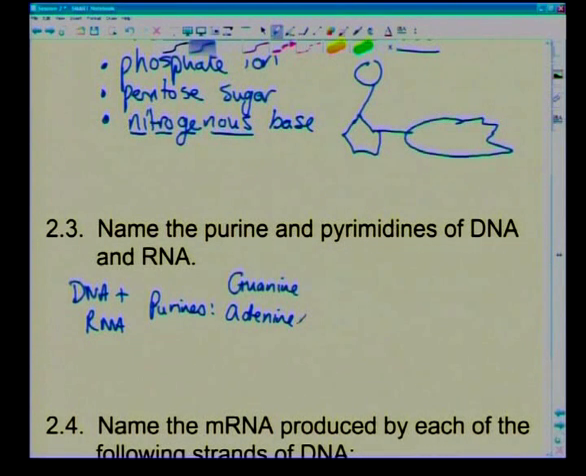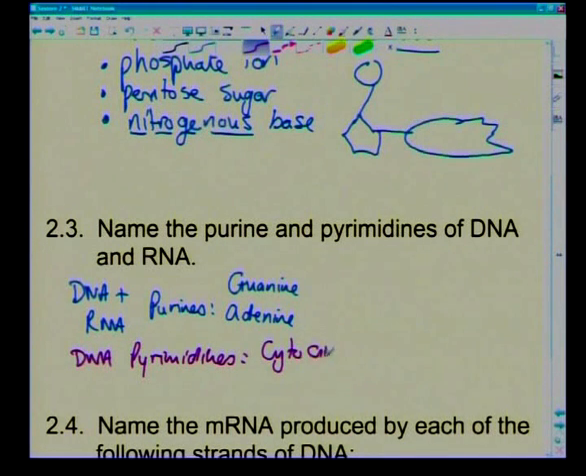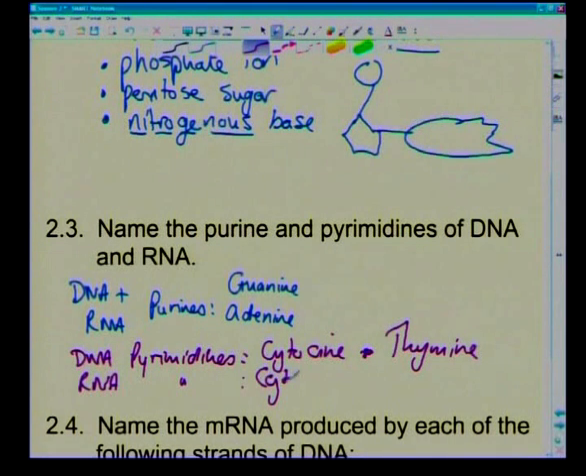Okay, now, let's use a different color here. In DNA, pyrimidines, we would have cytosine, come on, do you remember, and thymine. But in RNA, the pyrimidines are cytosine and uracil. Remember the uracil. Please remember the uracil. Okay?